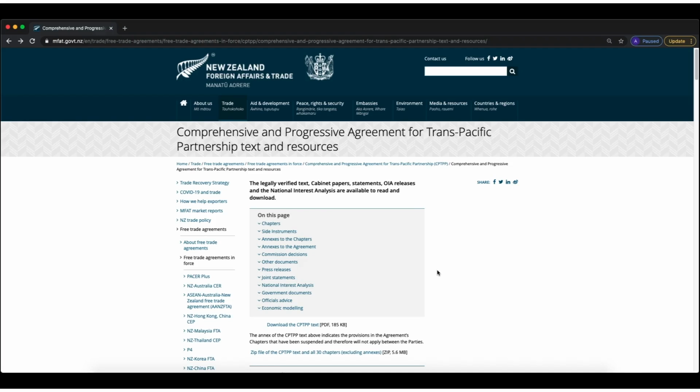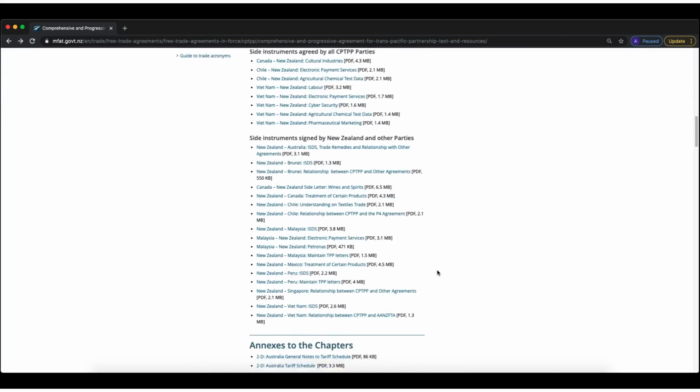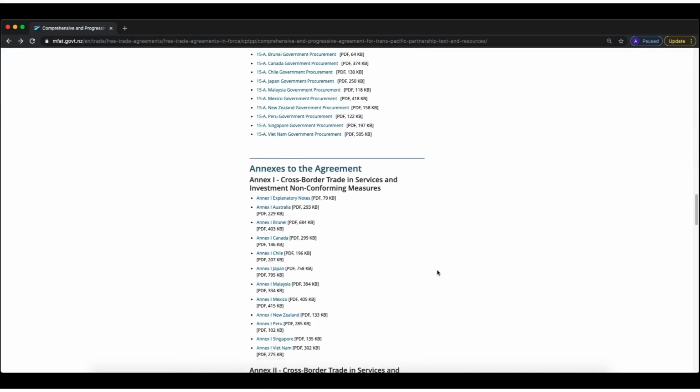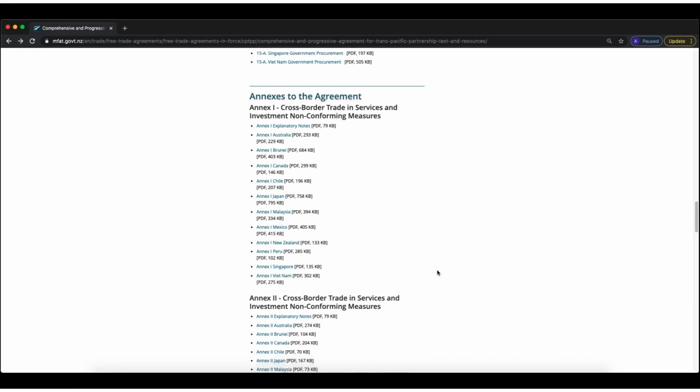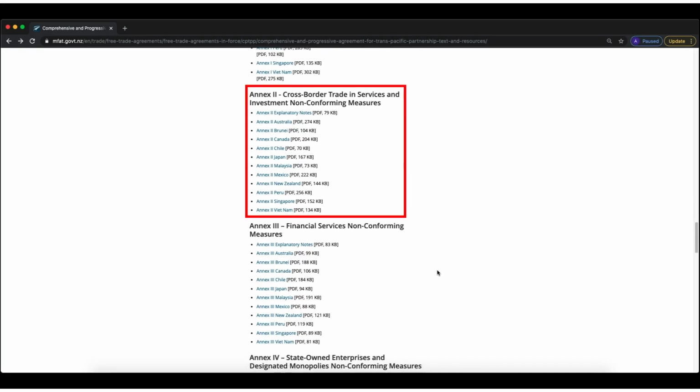This means that all services sectors are fully liberalised unless specified otherwise. The non-conforming measures, otherwise known as reservations, are split into two annexes. Annex 1 lists reservations associated with existing non-conforming measures, so restrictions on market access or national treatment that a country wants to keep in place. Annex 2 lists reservations for sectors where the country wants to retain the right to introduce non-conforming measures in the future.